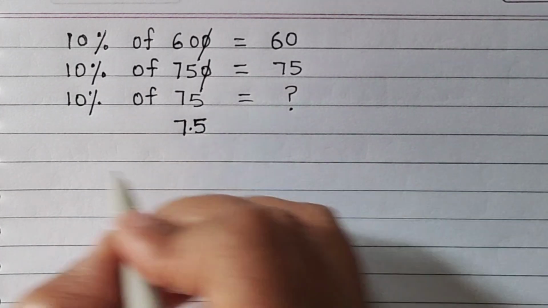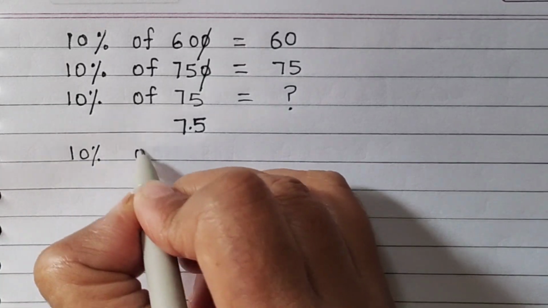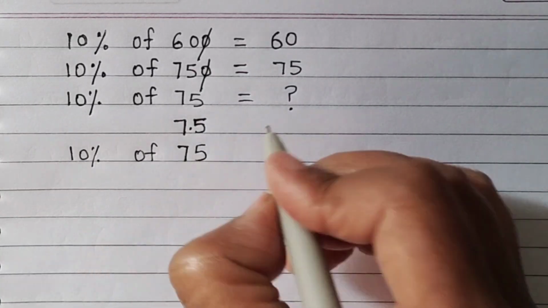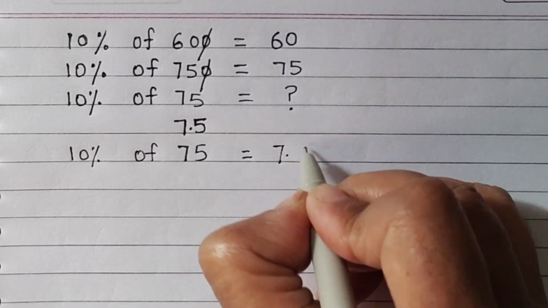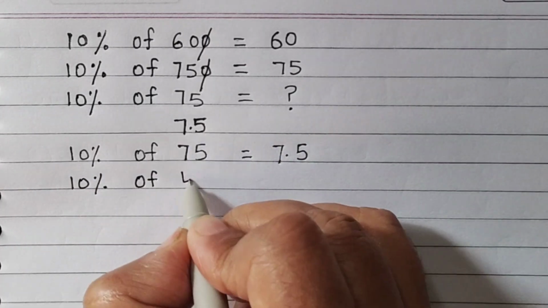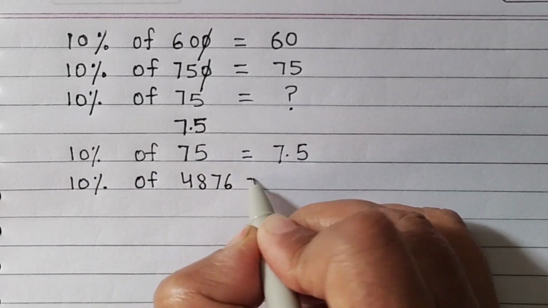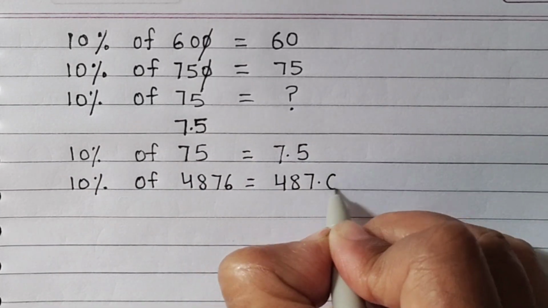Last digit se pehle sirf ek decimal lagana hai. And your answer is 7.5. 10% of 4,876 is 487.6. Last digit se pehle decimal.